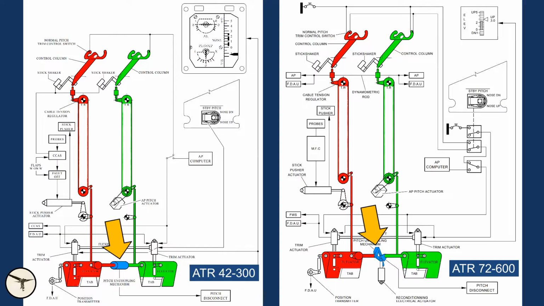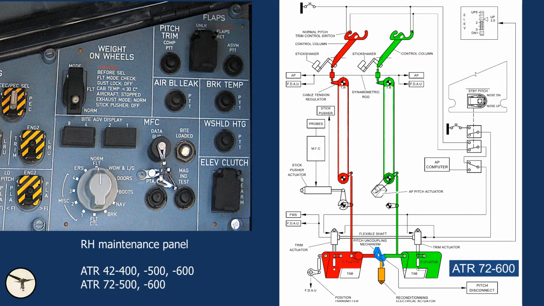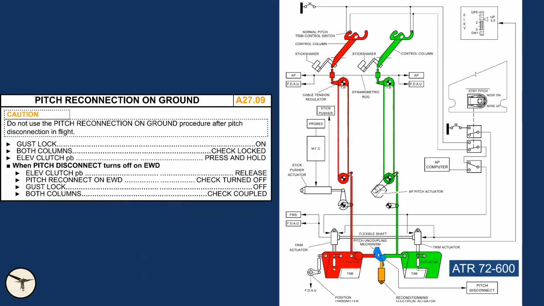There is only one pilot flying, and if the other pilot wants to take control, he or she must call "my control." The pitch uncoupling mechanism can be reset after landing. On early ATR variants, it's done by a mechanic. On later ATR variants, it's done by pressing the elevator clutch push button on the right-hand maintenance panel. The procedure is in the QRH.